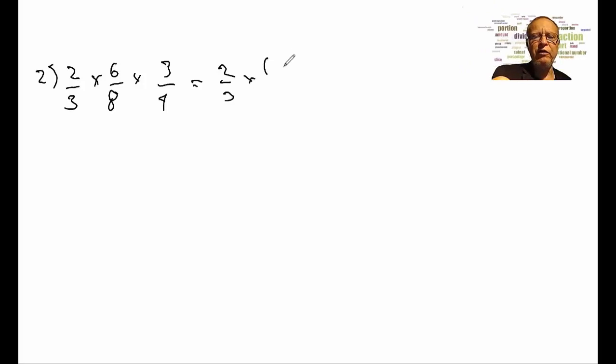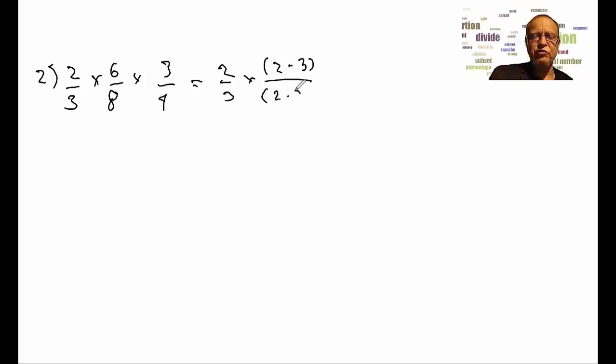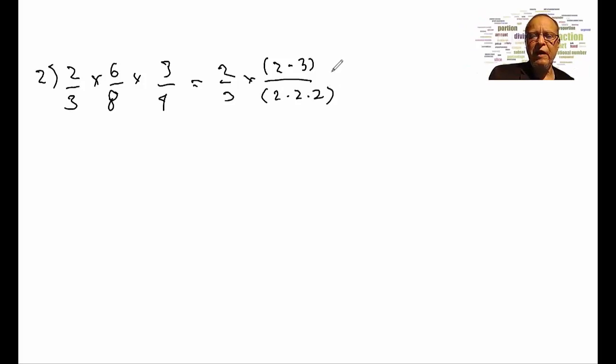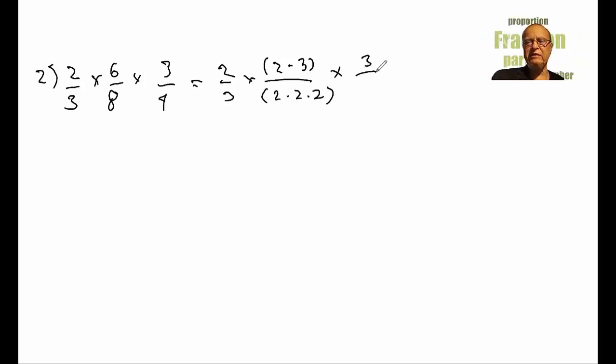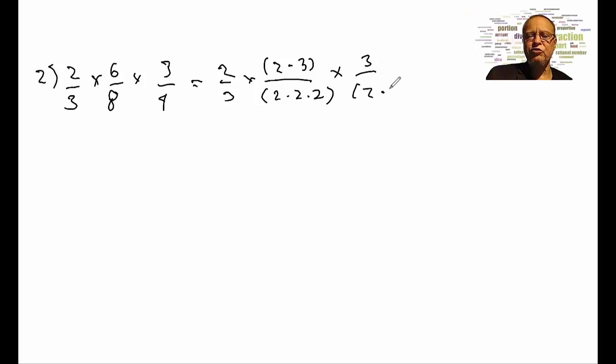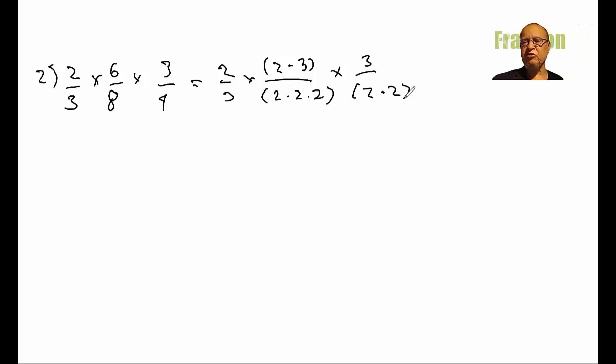But 6 I can put as 2 times 3. And 8 I can put as 2 times 2 times 2. And then finally, I can put 3, which I can't put any more basic than that. But 4 I can write as 2 times 2. Now what this does is that it makes it easy for me to start canceling. So I don't have to multiply everything across like I did a little bit earlier and then simplify. I can simplify right in the beginning, and it makes the multiplication much easier.